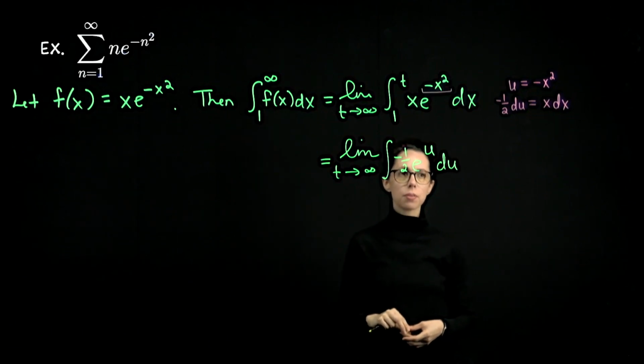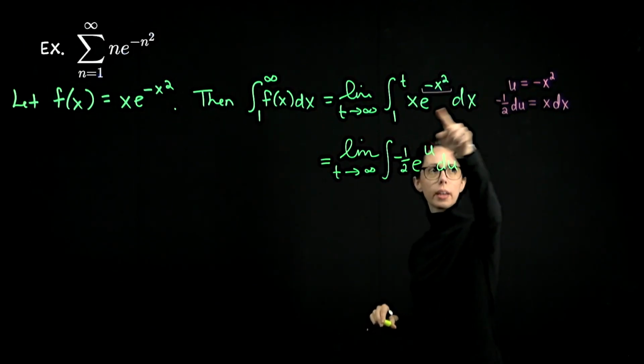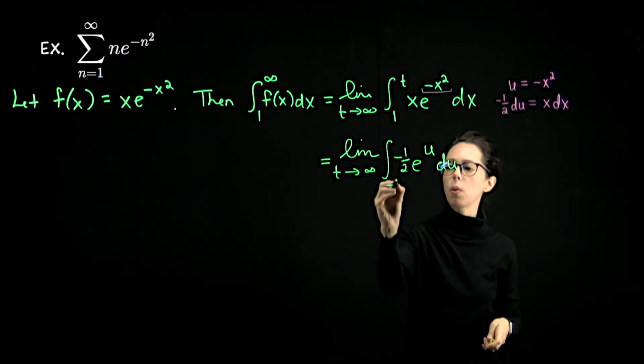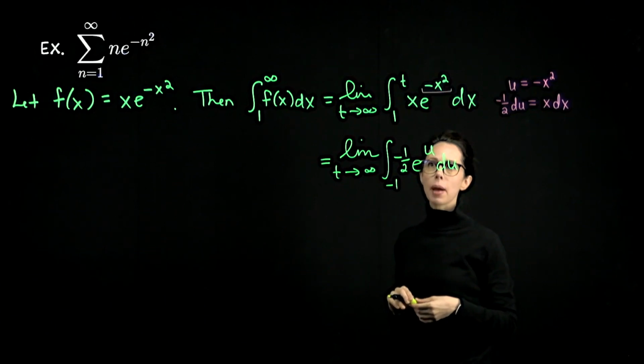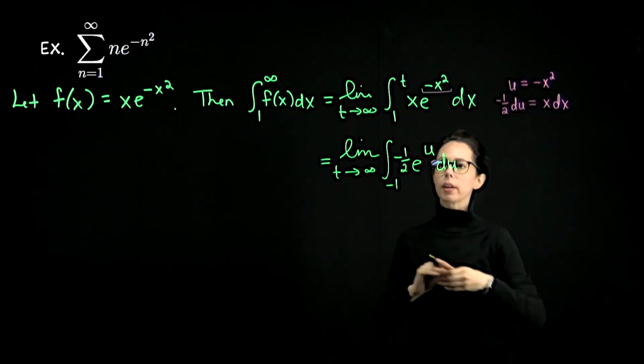We need to change our bounds. So we say, well, what was the lower bound? It was 1. If I plug that in for x, u would be negative 1 squared, so that's negative 1. And then for the top bound of t, if I plug that into x here, u is negative t squared.